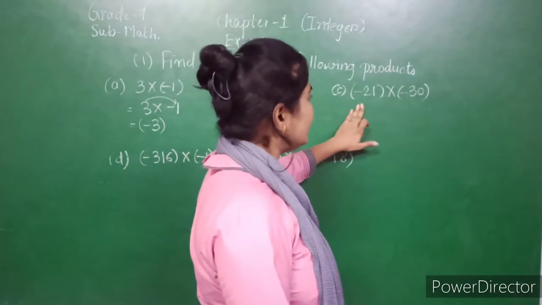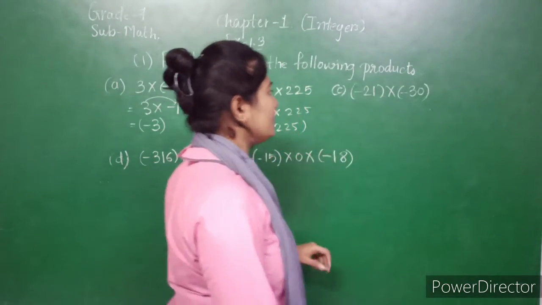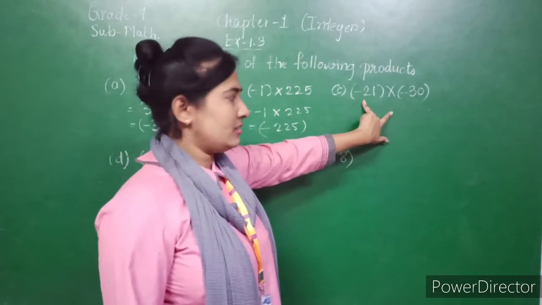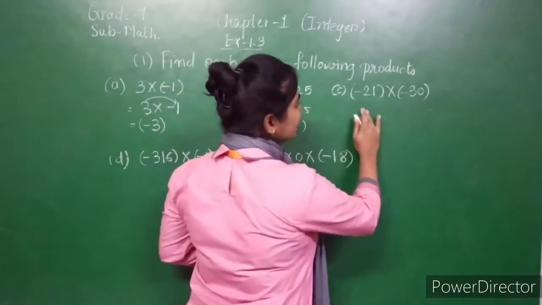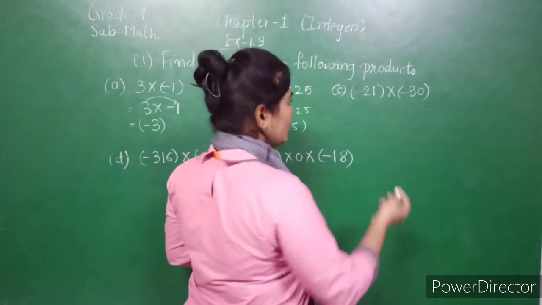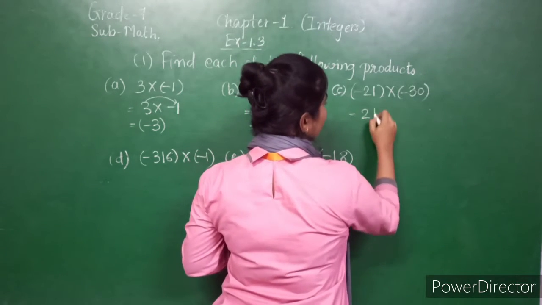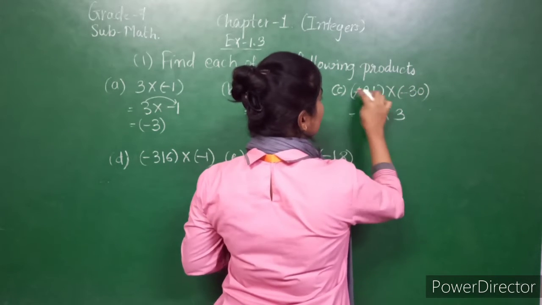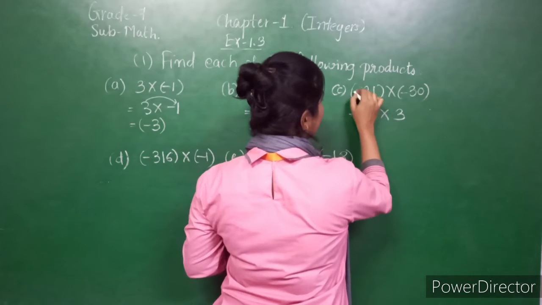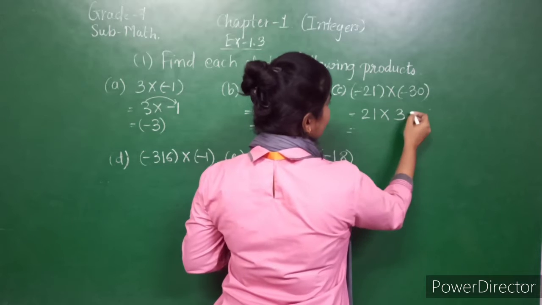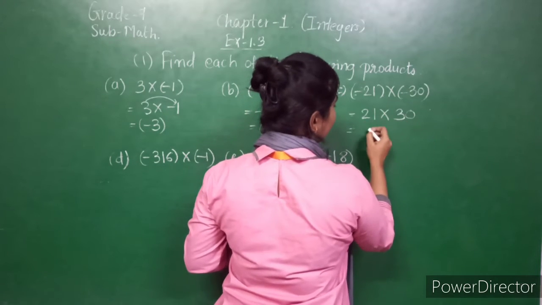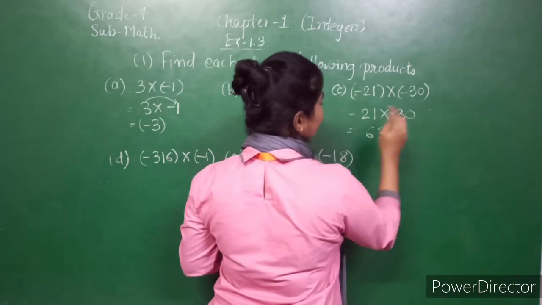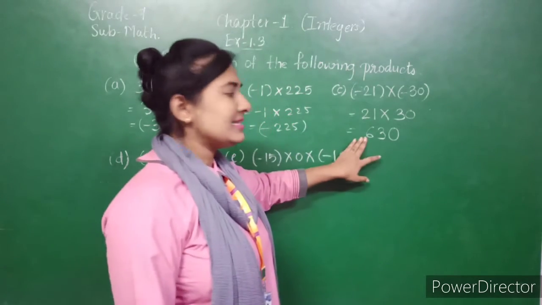Then see minus 21 into minus 30. So here minus is given 2 times, so our answer will be positive. So what we have to do, 21 into 3, because the minus signs cancel, so our answer will be positive. So it is 21 into 3, that is 63. And here we have to put the 0 of 30. So our answer is 630.